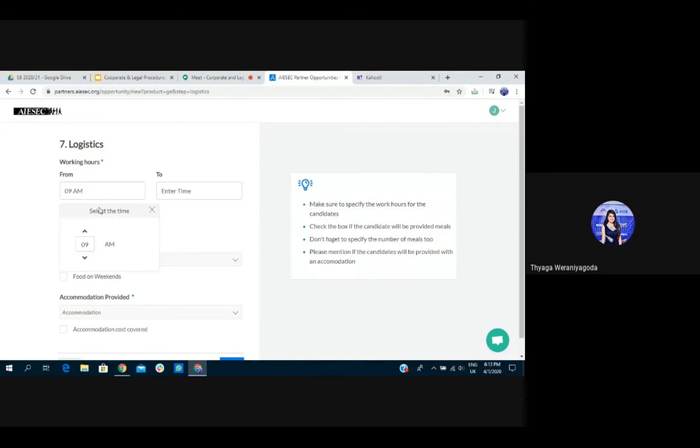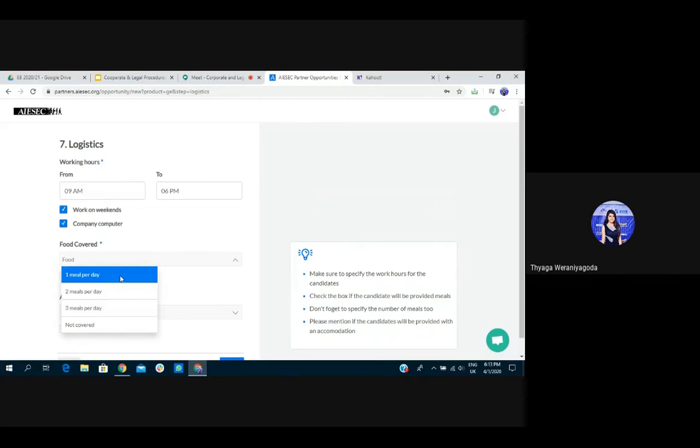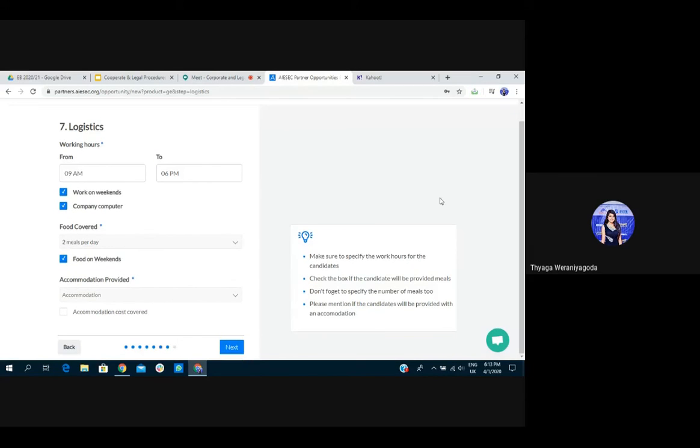Next is the working hours. So you can select the working hours as per the company wants. And if the company wants the EP to work on weekends, you have to click on this. And if the company is providing a company computer to the EP, you can click on this. And how many meals per day is the company providing? Let's say 2 meals. And are they providing food on weekends or not?